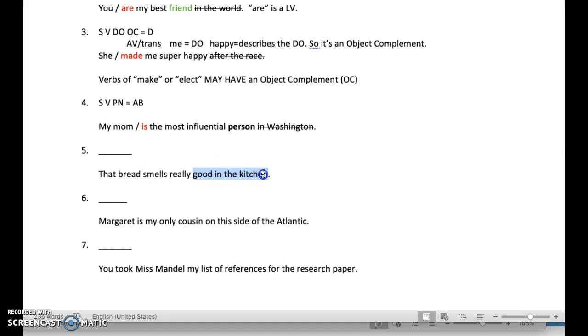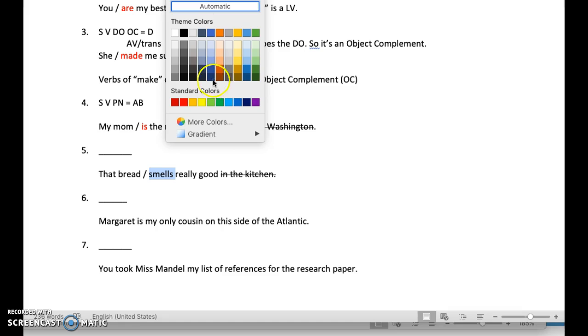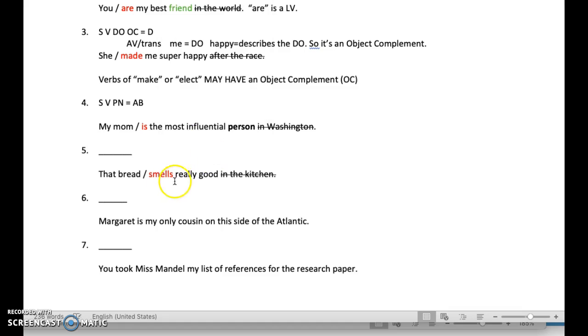Okay. All right, let's take a look at this one, number 5. So right away, I'm getting pretty good at this. I see that there's a prep phrase. I'm going to zonk that one out right away. Okay, so that bread, there's my subject-verb division. Here's my verb. Remember, your heartbeat's going to be the verb. So look for the verb and work backwards. So bread is the subject.